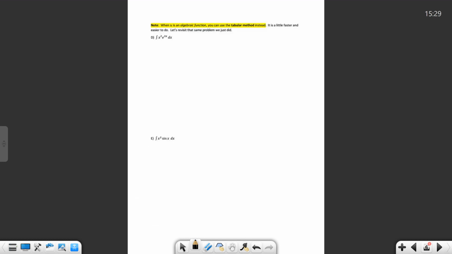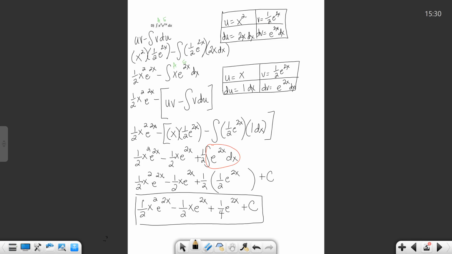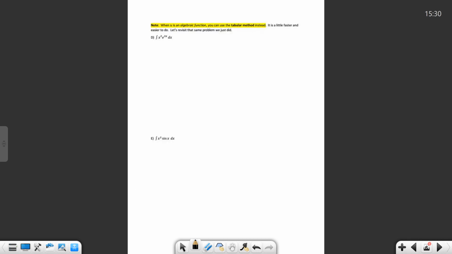So I gave you this note, and it says whenever you pick u, and u is an algebra, whenever you LIATE and you get u is that algebra, you can use the tabular method instead. We can use it whenever you are able to take derivatives of u down to 0. Okay, so we're going to look at that same problem. Look at all the work that we had on this problem. It took up that whole page for us to get it, and we'll see how a little bit faster here.